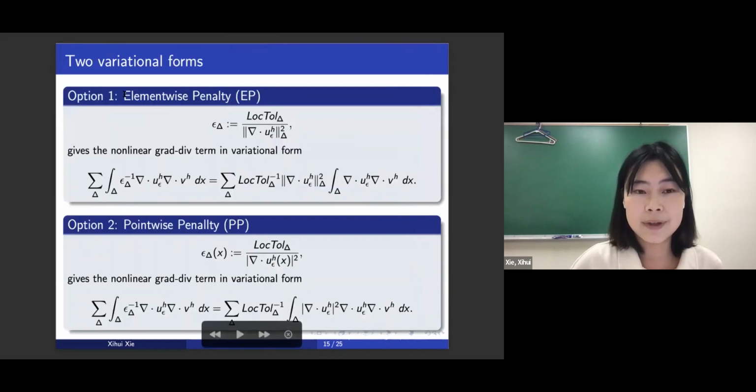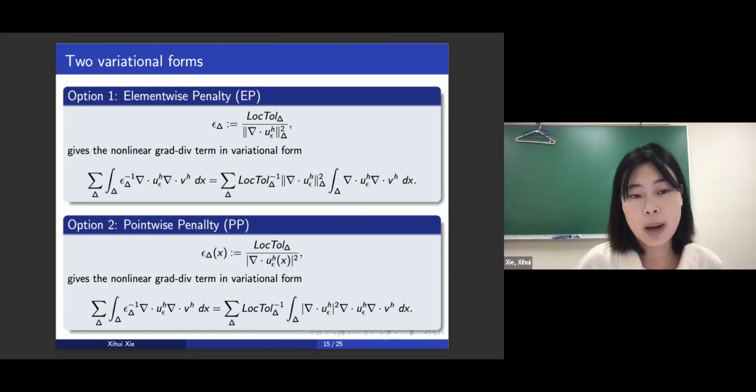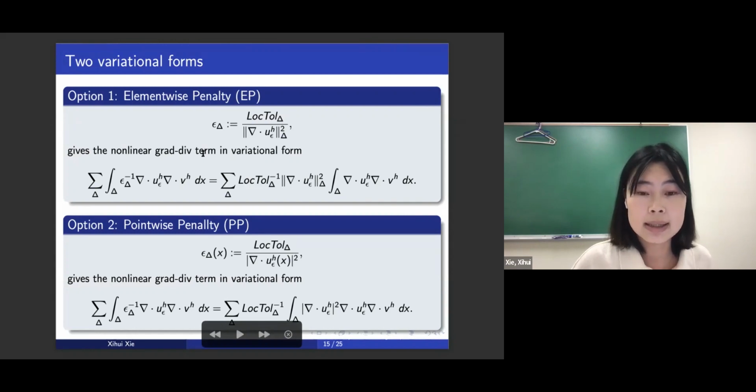So this is the first option, which I call the Elementwise penalty method. For each element, they share one common penalty parameter. And by this option, that gives the nonlinear grad-div term in the right-hand side of this variational form.